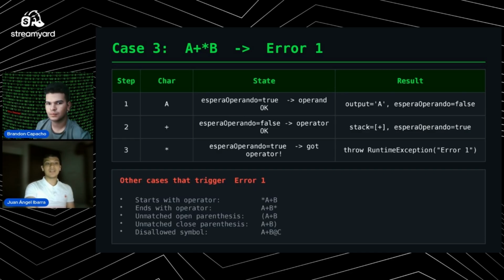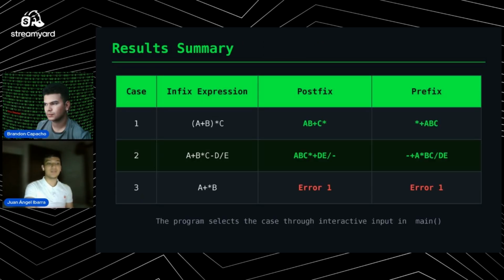Other cases that trigger error 1 are expressions that start with an operator, like times plus B, expressions that end with an operator, like A plus B times, unbalanced parentheses, like open A plus B without closing, or A plus closing without opening, or a disallowed symbol, like A plus B at sign C. The main class catches the runtime exception and prints the error message to the console.